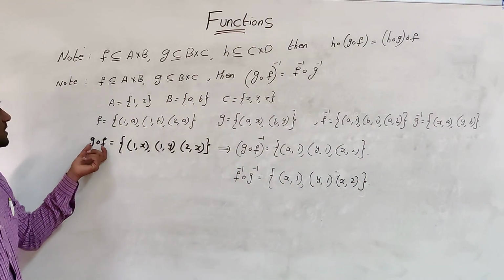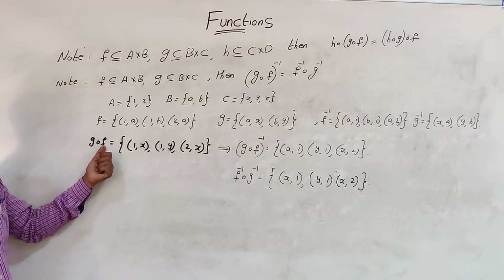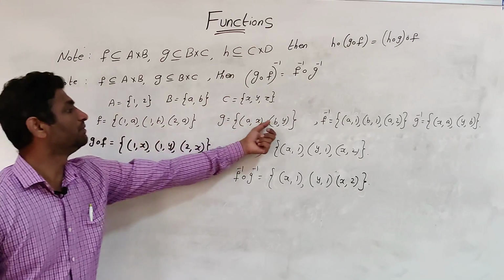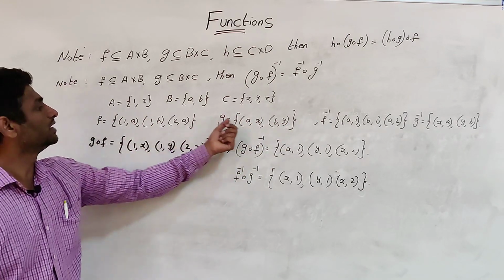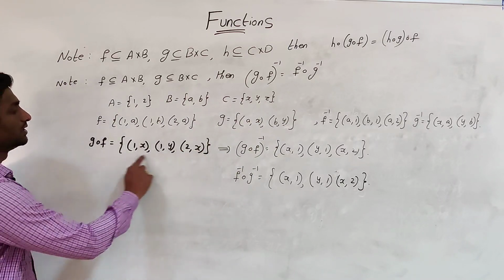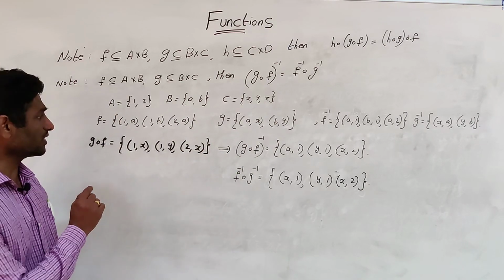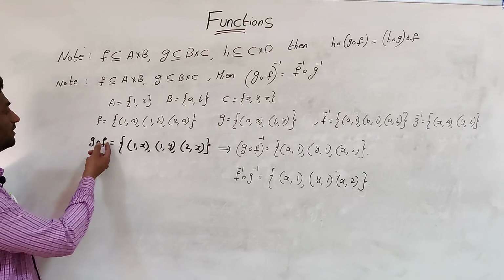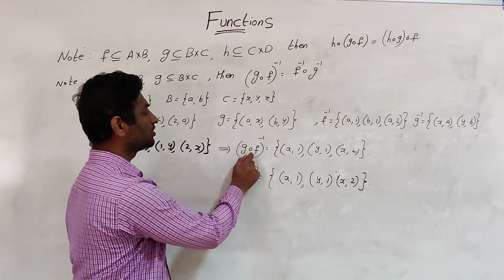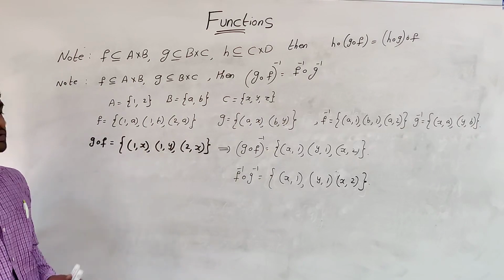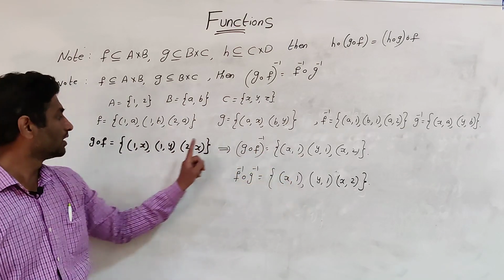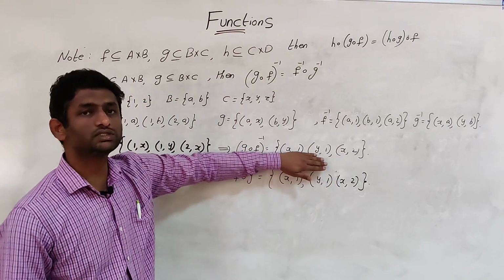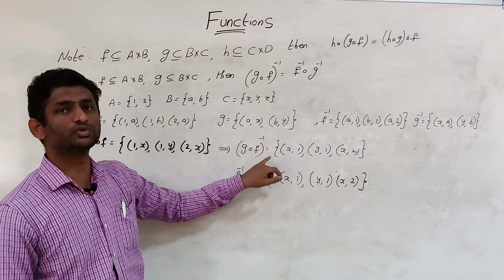Now, as we have seen, G compose F. First F: (1, a), (a, x) means (1, x); (1, b), (b, y) means (1, y); (2, a), (a, x) means (2, x). So this is the composite relation from A to C. And if it is a relation, then what about its inverse? The inverse of G compose F is the reverse of these ordered pairs: (x, 1), (y, 1), and the reverse of (2, x) is (x, 2). So this is the set which is the inverse of G compose F.